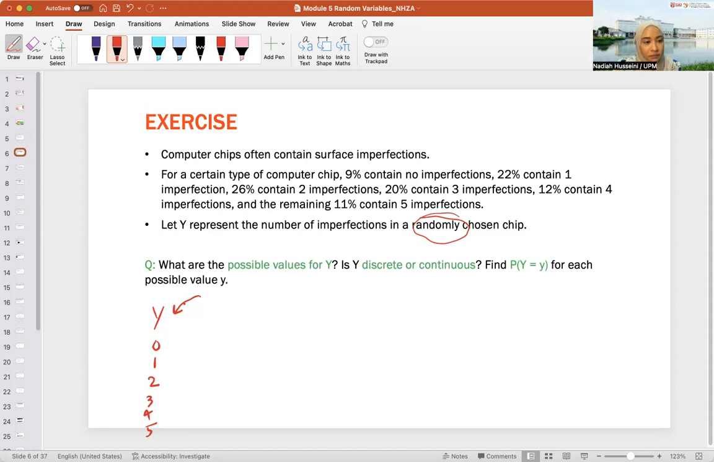What is Y? What is the term for Y? Is it probability mass distribution? Probability mass function? Is it a discrete function? What is it called? You guys already forgot? It's random variable.